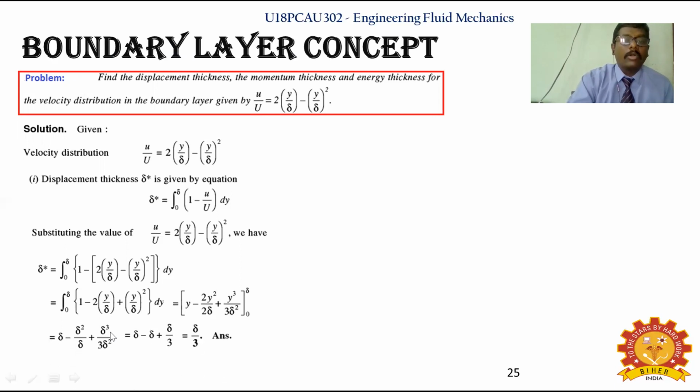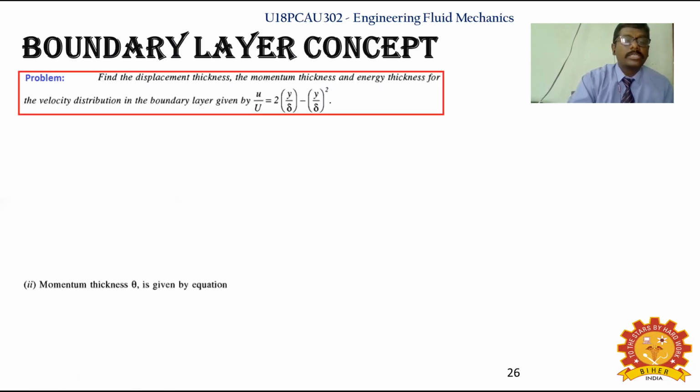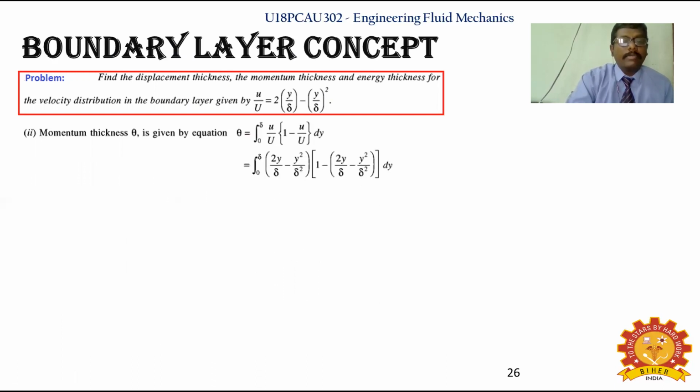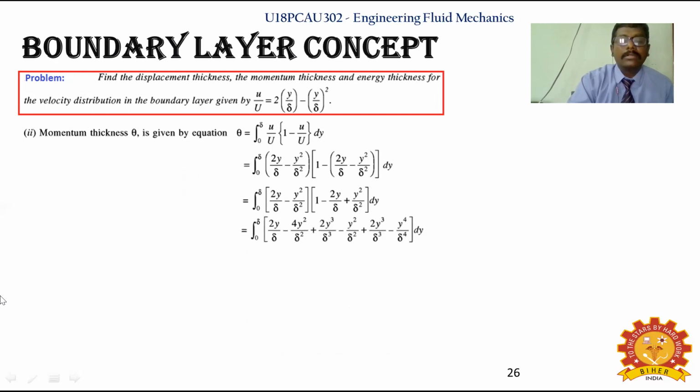In the same way, you go for the next thing, momentum thickness. In the usual way, instead of u by U, you will substitute the value given in the question, 2 into y by delta minus y square by delta square. Y by delta whole square means y square by delta square. That's what you are substituting. Then you proceed the same way as we saw in the previous problem, and you can see again why you are making integration.